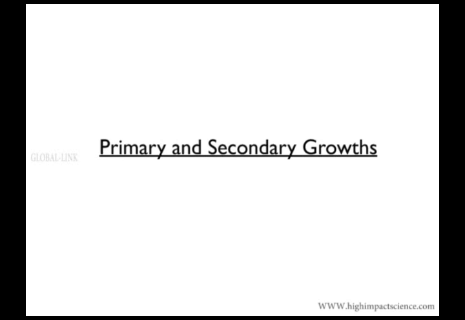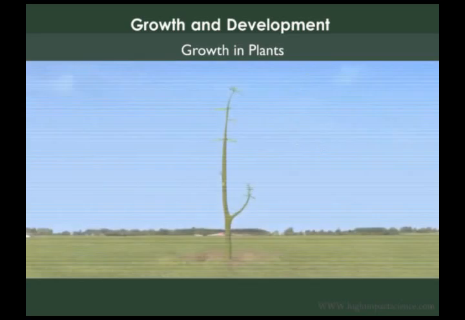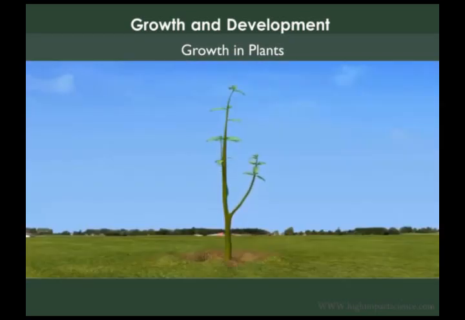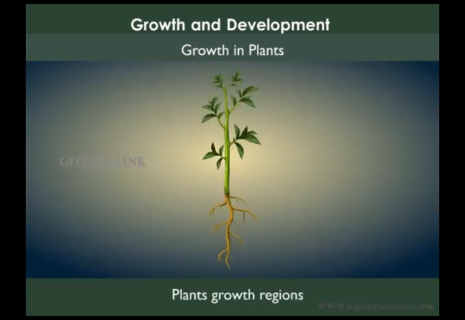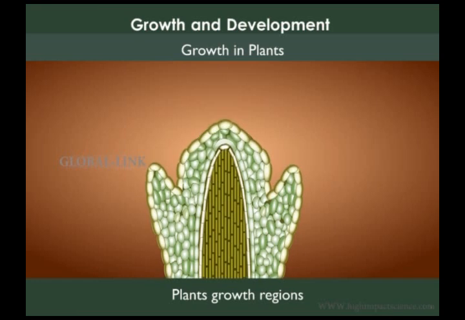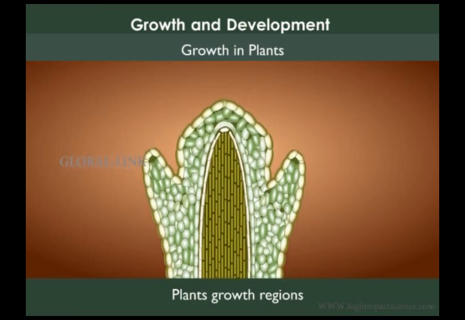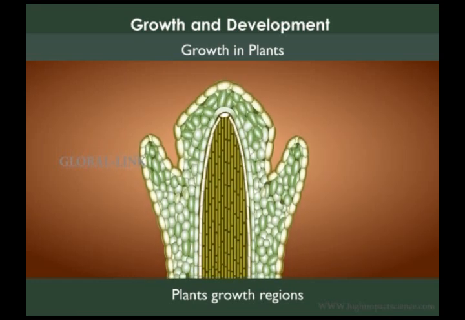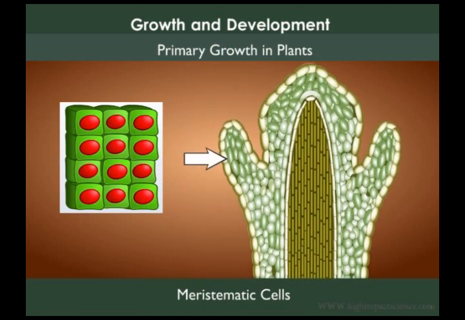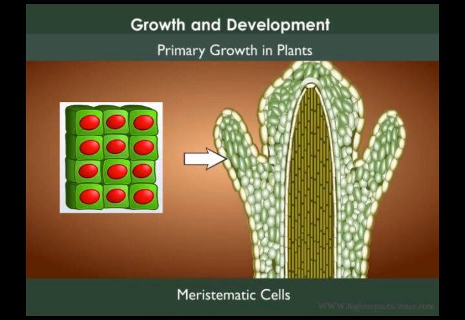Next, primary and secondary growth. Plants increase in both height and girth, or width. Plants' growth occurs due to the presence of meristematic tissues which have the ability to divide. The cells are similar, generally small, and are cubical.